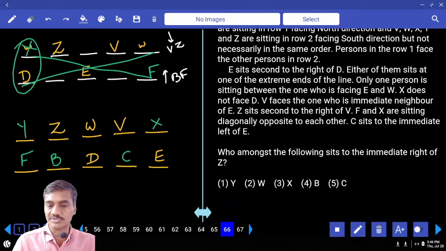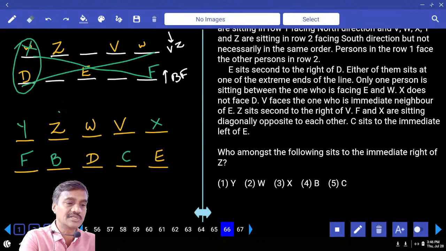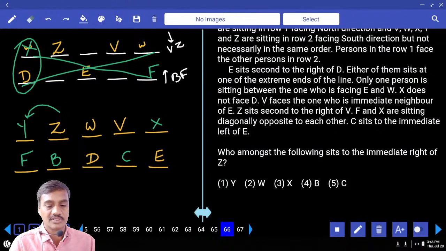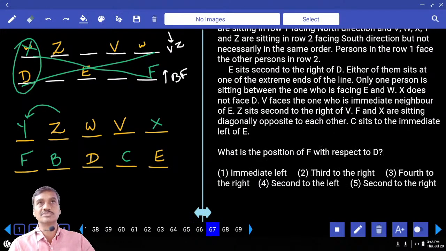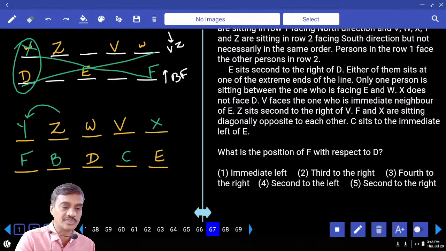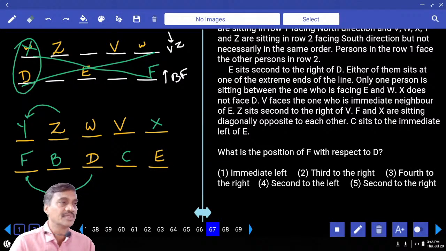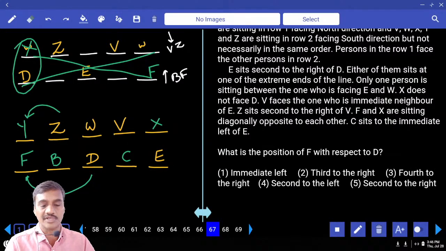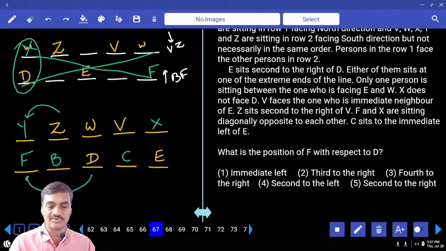Then coming to question number 66, who among the following sits to the immediate right of Z? Immediate right of Z, who is that person? Y. That is given in choice 1, question number 66. Then what is the position of F with respect to D? Now we need to find out the position of F with respect to D. D is facing towards north. F is seated second to the left. That is choice 4 for 67.